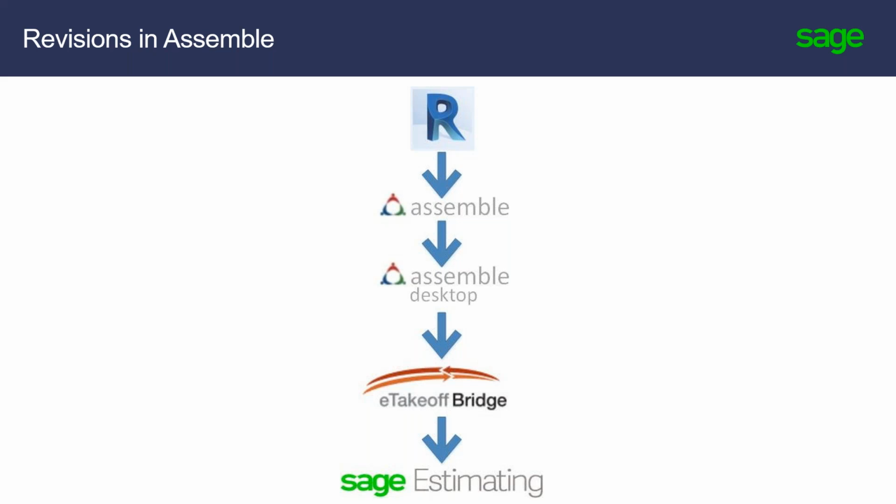The Assemble bridge is read-only. You cannot change or modify properties in the Assemble bridge or desktop. You have to do it in Revit or Assemble and then push them down. So we make the changes in Revit or in Assemble, push it to the Assemble desktop, and from there it goes to bridge and then to Sage estimating.